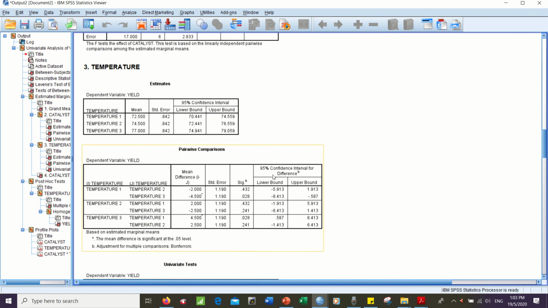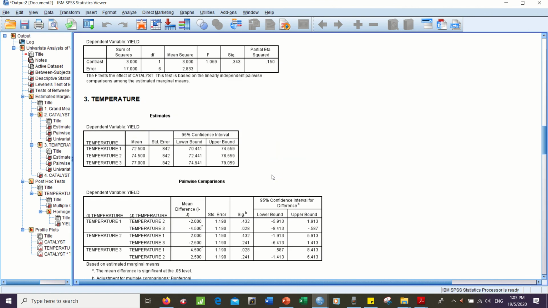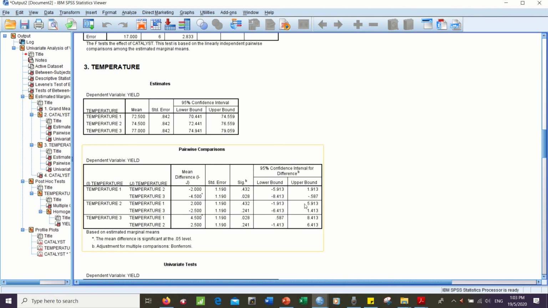So what we can conclude is temperature is actually the significant factor that affects the yield that we are going to observe. Catalyst does not, it doesn't matter, but in terms of interaction, yes, they do have a significant effect in combination to affect the yield. So this is how we interpret the findings.